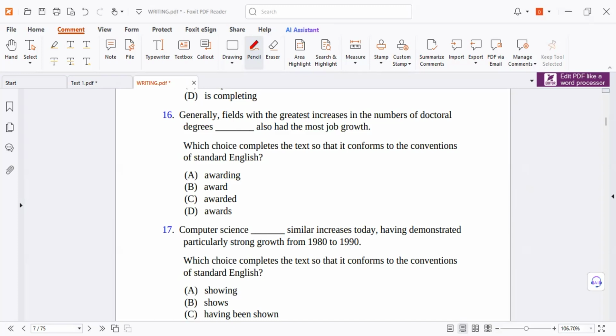Is it letter C? Letter C, it's correct, but why? Because the participle phrase modifies the noun degree. So we need to choose the ones that tell us what type of degrees it is. But the problem is that we have a verb here already. So do we need a verb or a phrase?